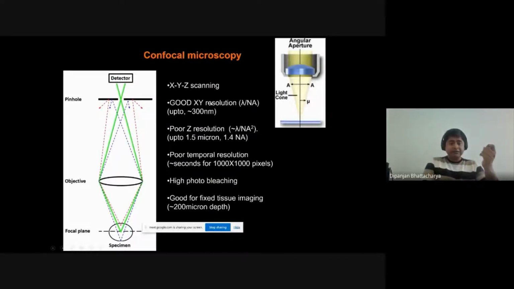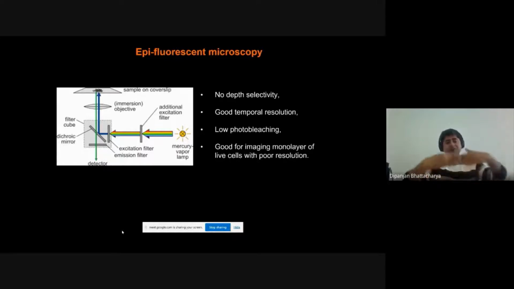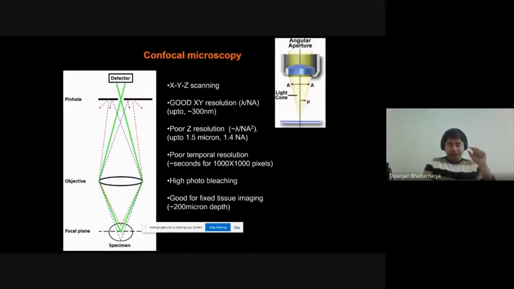So here, of course, because of the pinhole, you are focusing at a point. Compared to other techniques, you are not seeing all the planes, because there you are illuminating everything and collecting everything. Here you are focusing at a point. So now you have to scan the point to reconstruct your plane and go to different planes to go in 3D. So it gives you XY resolution, but it gives you poor Z resolution compared to the others. And the second thing is, it gives a very poor temporal resolution, because you are scanning plane by plane and point by point.